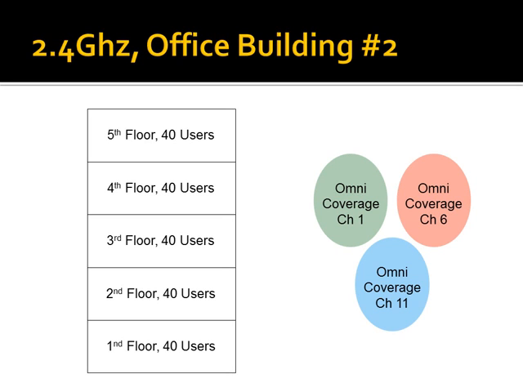Questions from you guys? Okay. Before we go any further, what did you guys come up with? We did 1 AP in the middle of each floor, and then 6 and 11 alternating our way up.